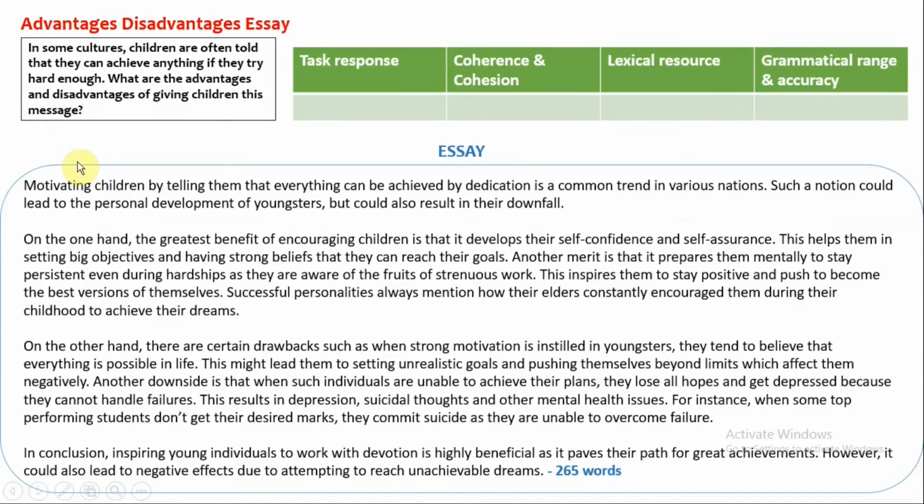Let's check. Did I write on this topic? Yes. Did I mention both the advantages and disadvantages? Yes. Did I support the answers with logical explanation and example? Yes. Did I write above 250 words? Yes. Task response criteria is satisfied. Remember, always aim to write between 260 to 290 words.